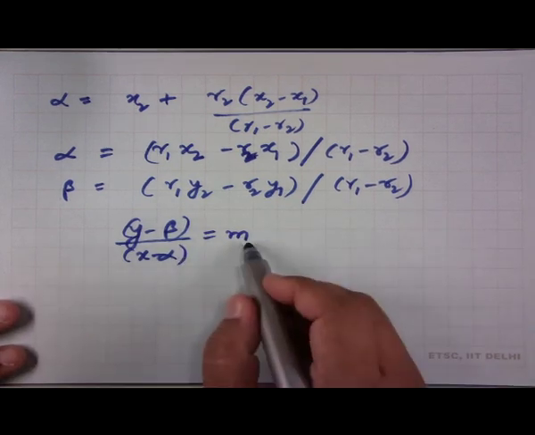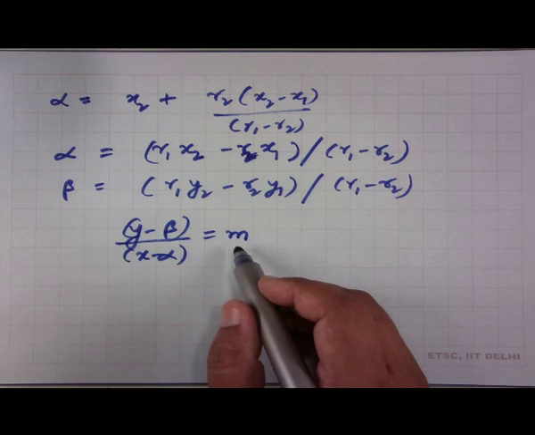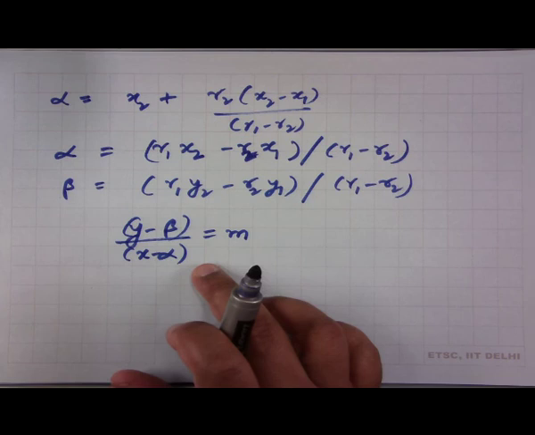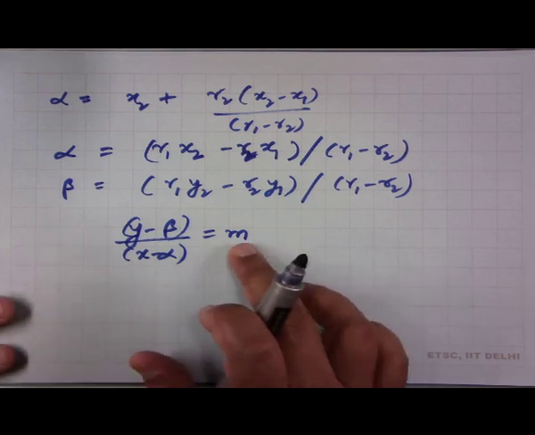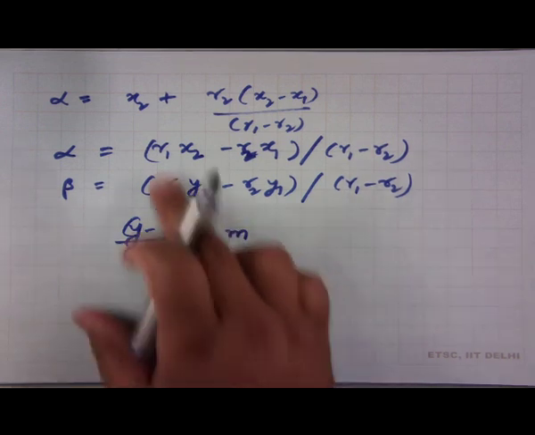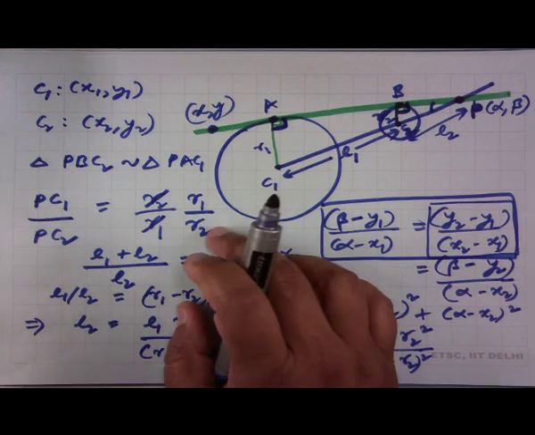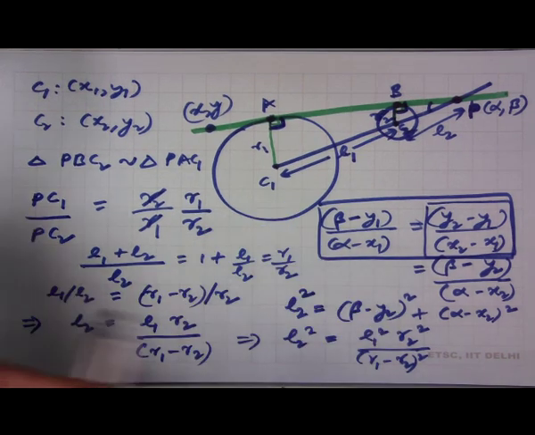So, now if we know the slope of this direct common tangent, then we have finished finding the equation of this direct common tangent, because then this is the equation of the direct common tangent. But right now m is not known to us. So, how do we find m? Alpha and beta are known here, but m is not known.